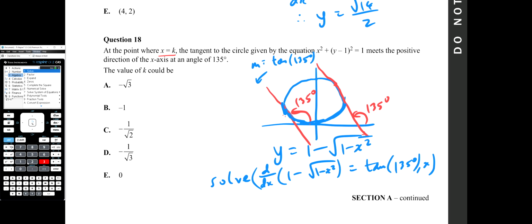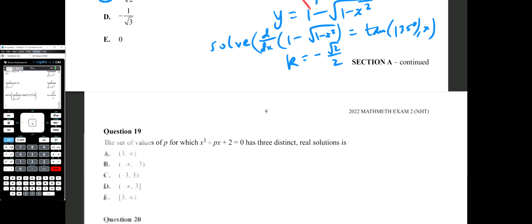And now menu 3.1, take that and equate it to tan of 135 degrees. Now, I know we're in radians mode, but the easiest way to put degrees is press the pi button and press it a few times until you get to degrees, or you can just press down and enter, and there you go. And now we're going to go comma k. There we go. k equals negative root 2 on 2, which is the same as negative 1 on root 2. There you go. That's the answer to question 18.